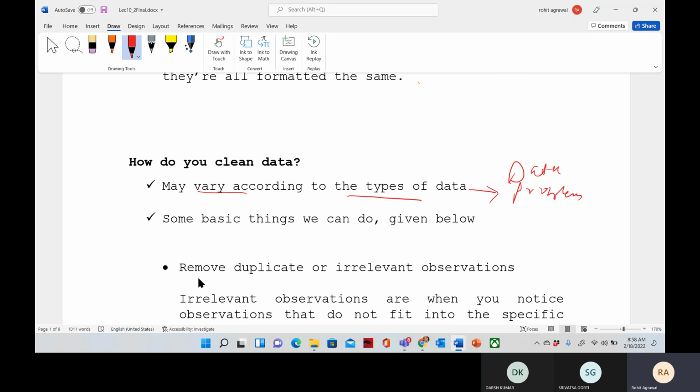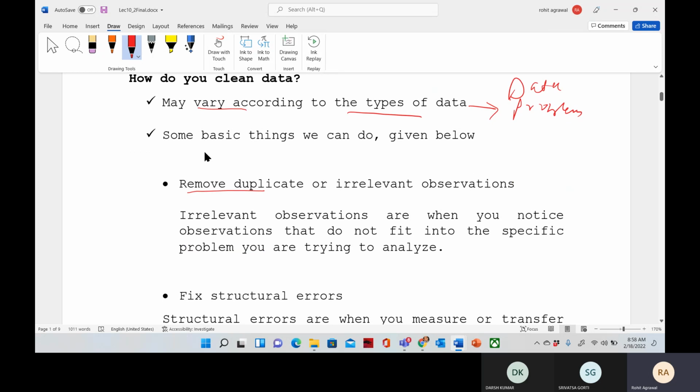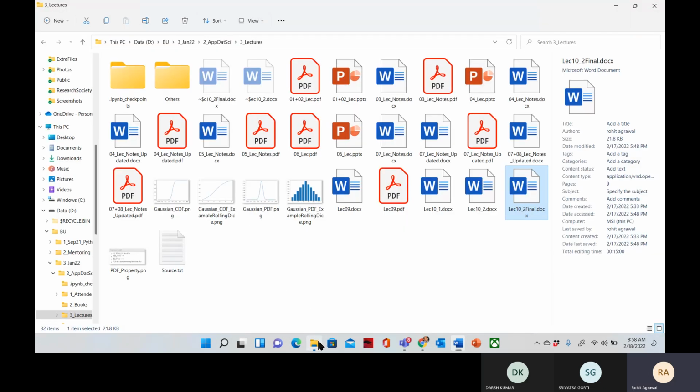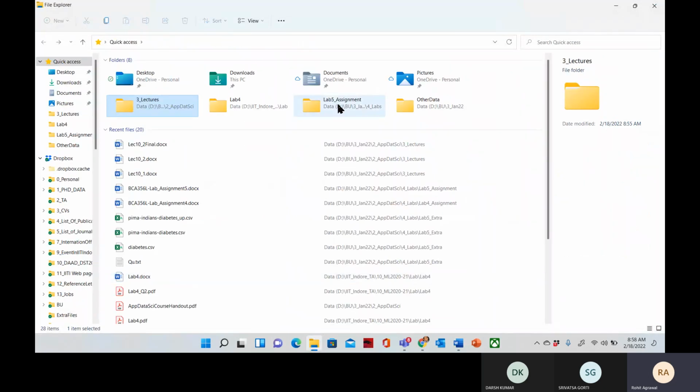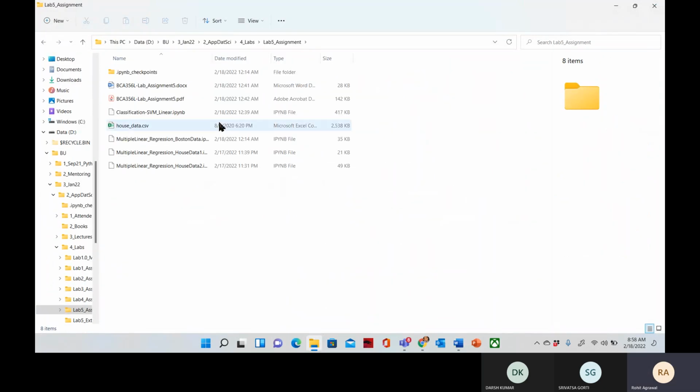See, there may be duplicate entries, or there may be some irrelevant observations. I can open a database and try to show you. Just a minute.